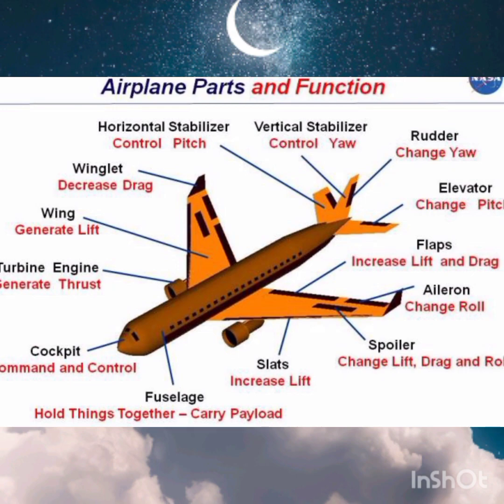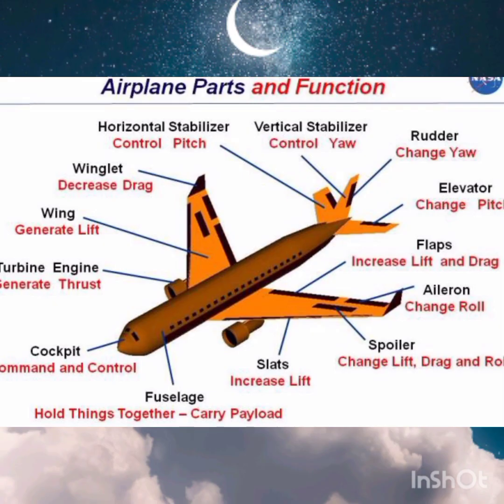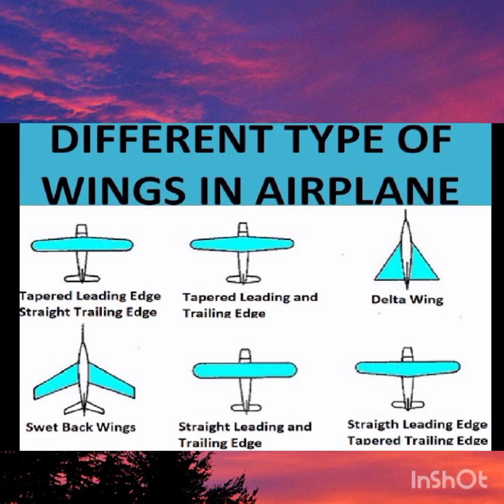Winglets. Winglets are vertical extensions of wingtips that improve an aircraft's fuel efficiency and cruising range. Wings generate lift, and there are several types of wings, as we can see in this picture.